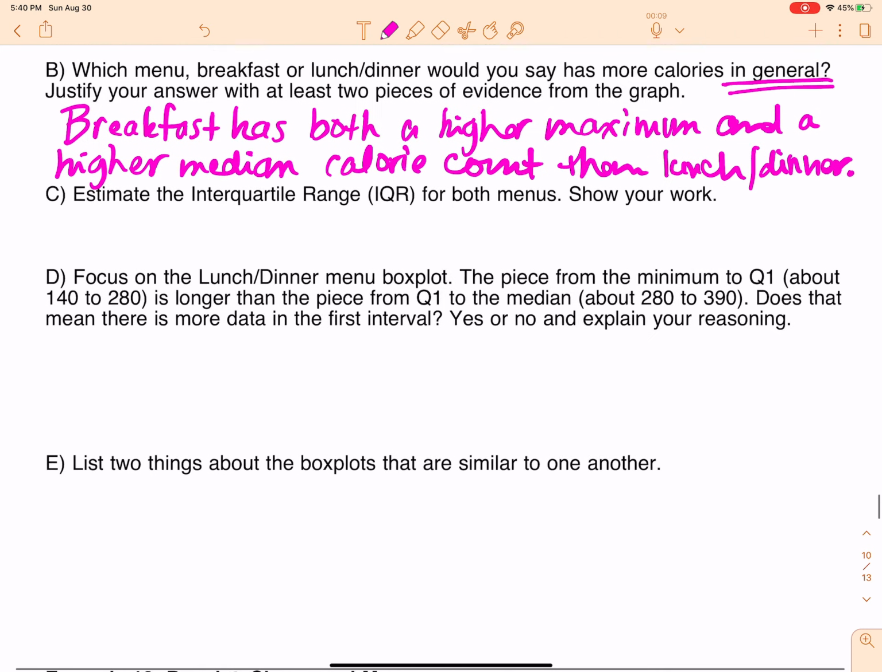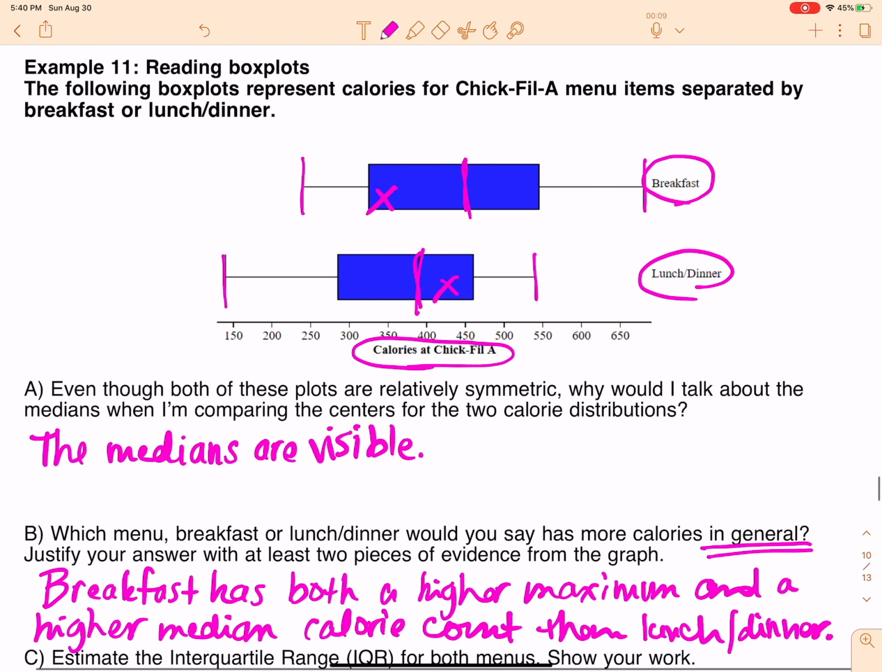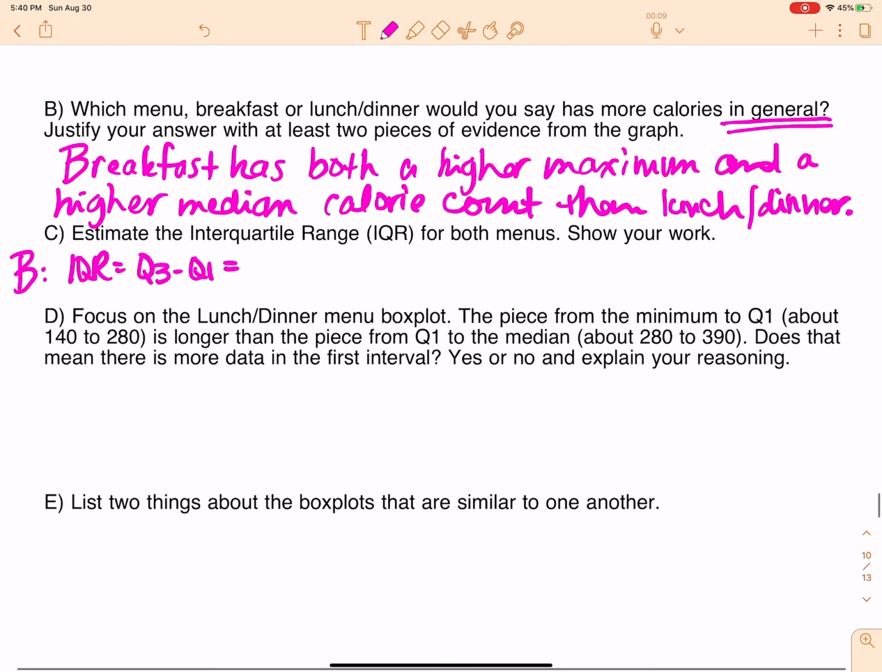Part C, we are estimating the interquartile range for both menus. Show your work. For breakfast, the IQR is equal to Q3 minus Q1. Q3 is right here, so 550. Q1 is almost perfectly in the middle between 300 and 350, so that's going to be 550 minus 325, which gives me 225. Check my math. Did I get it right?